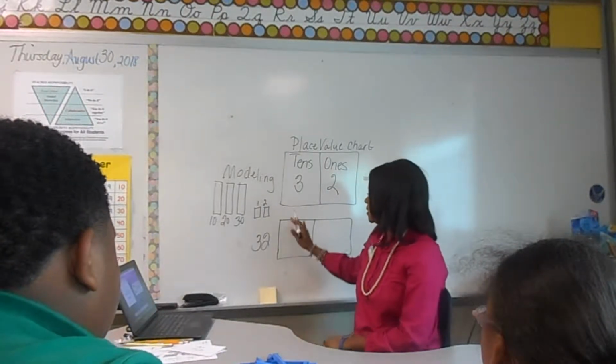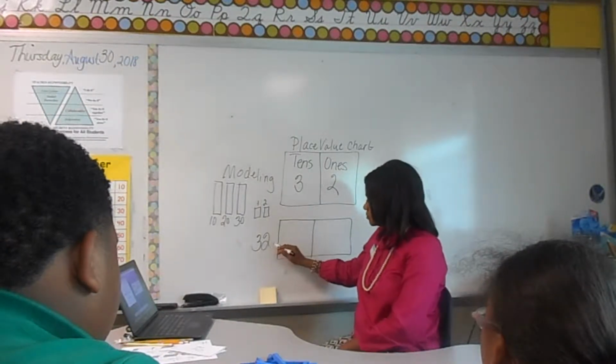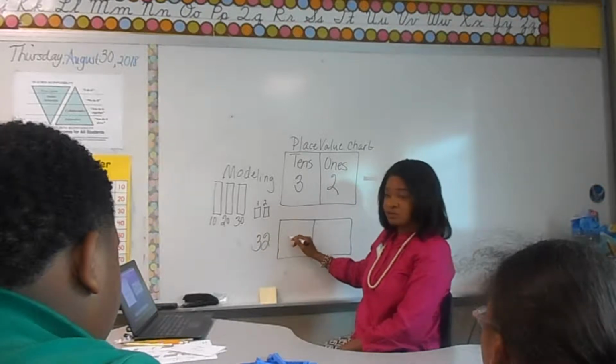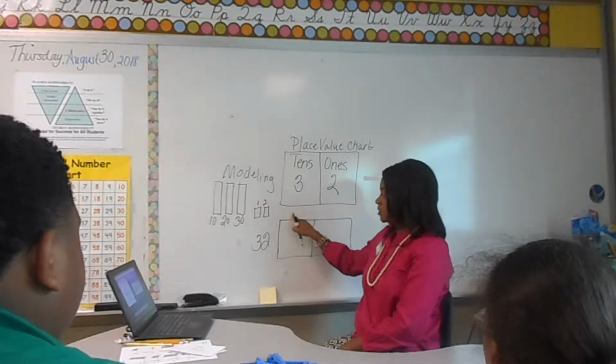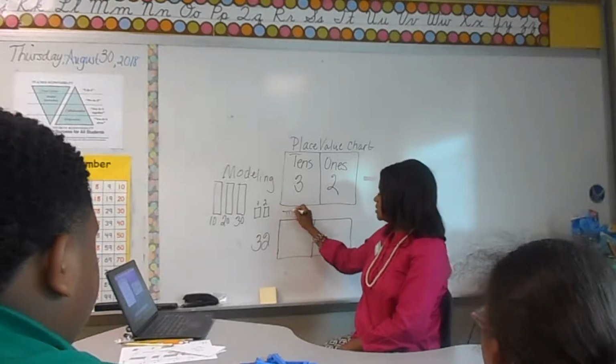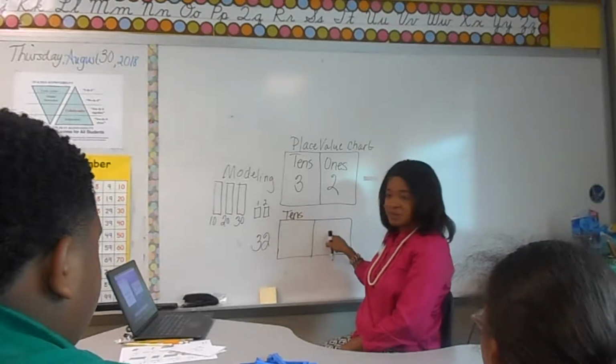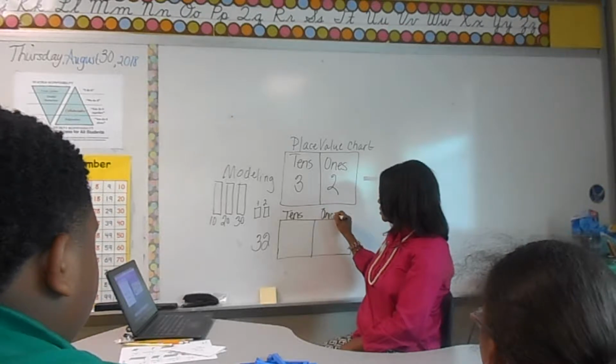Alright guys, so let's pick up from our modeling. So the number is 32. If we use the chip model, what place would this be? The 3. What do we call it though? The 10s, okay. What place would this be? The 1. Very good.